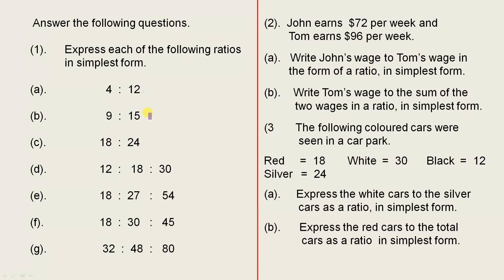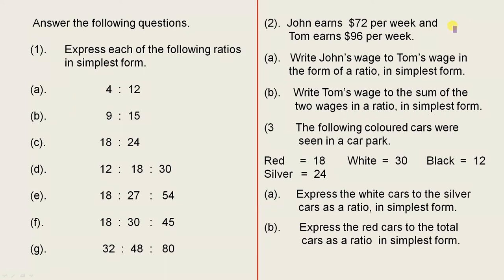Number B, 9:15. Number C, 18:24. Number D, 12:18:30. Number E, 18:27:54. Number F, 18:30:45. And number G, 32:48:80. So all of those have to be expressed in simplest form, and it's the same idea you use when you are expressing fractions in simplest form.